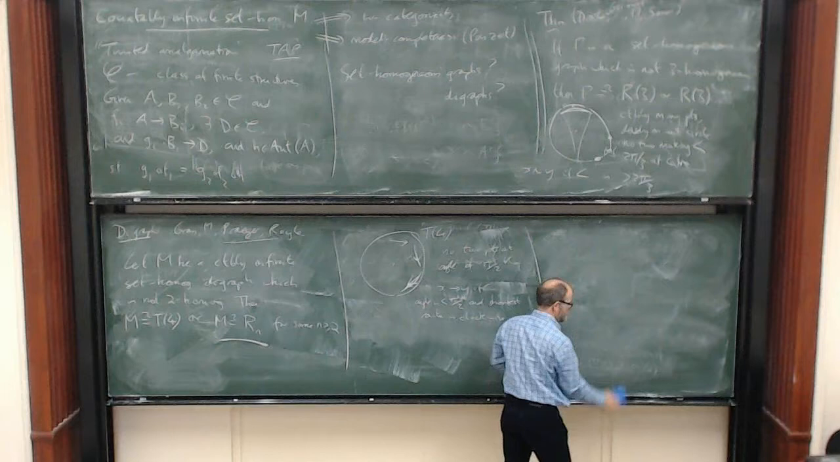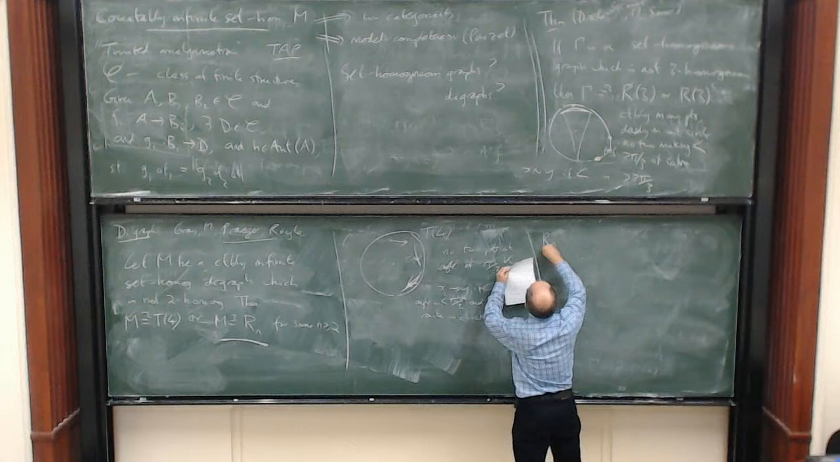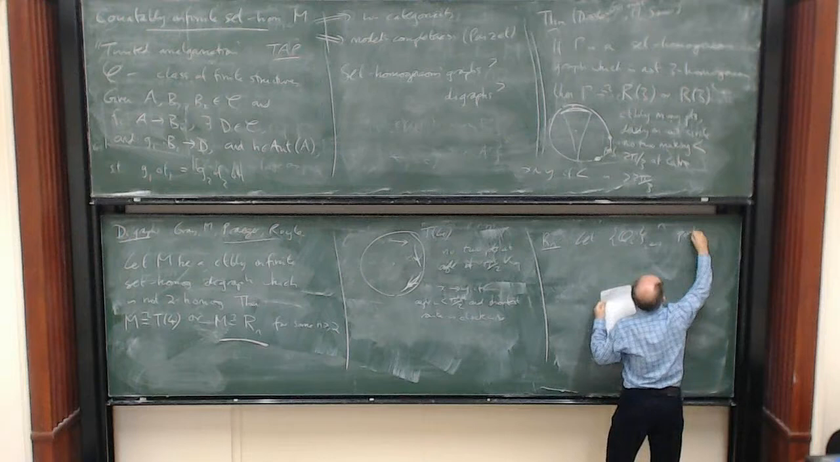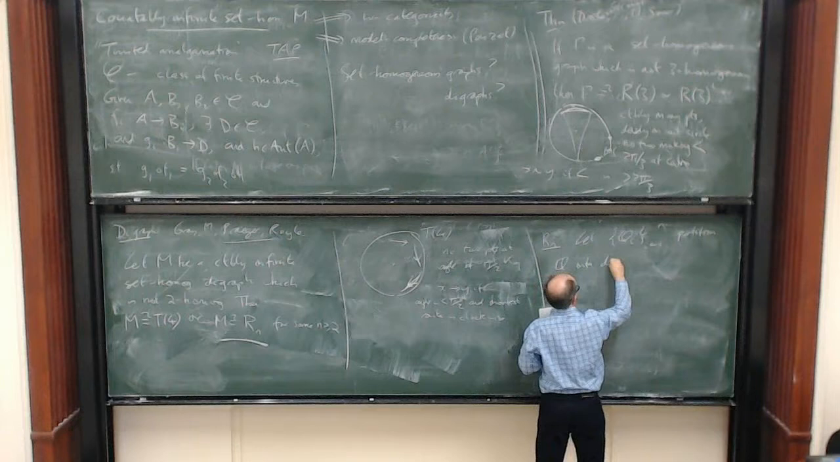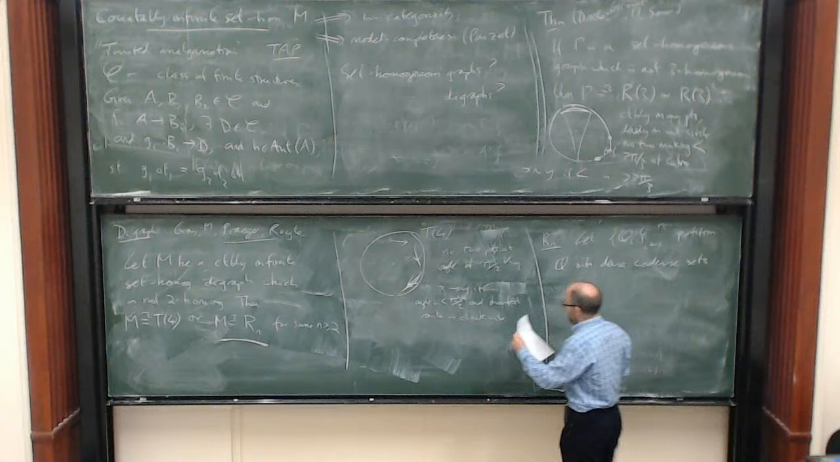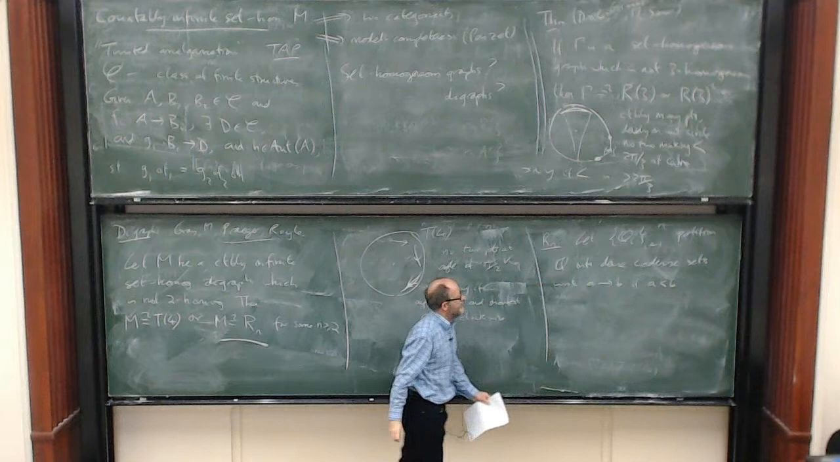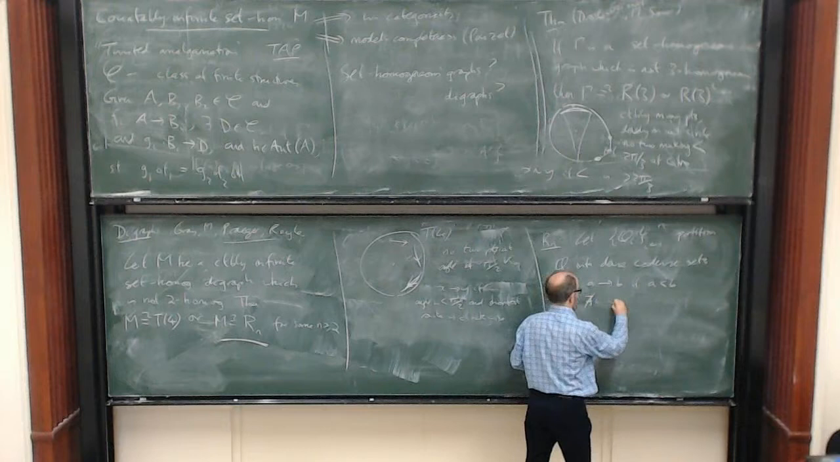For the R_N, let Q_i, i equals 1 up to N, partition Q into dense codense sets. And you write A arrow B if A is less than B and there does not exist any i with A, B in Q_i.